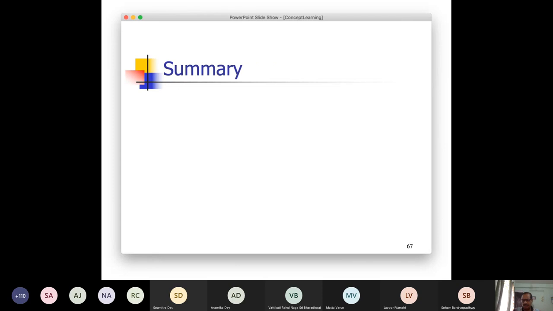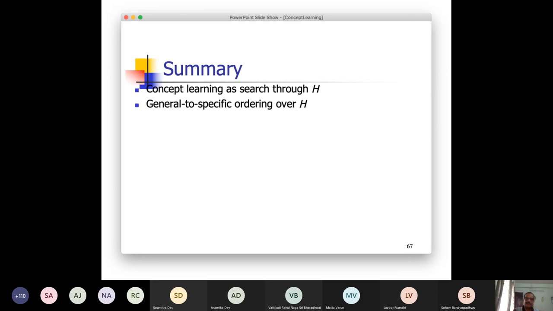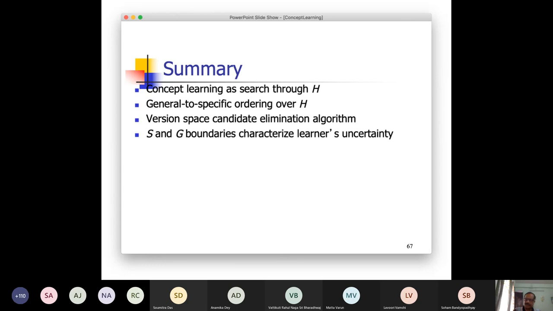Since we have just come to the end of the class, let me summarize. This is the end of this topic. Concept learning: we considered the problem as a search in the hypothesis space, and we have seen there is a certain kind of ordering in the hypothesis space, general to specific ordering, which gives the concept of version space, and there are algorithms to derive that version space in an efficient way. We discussed that.